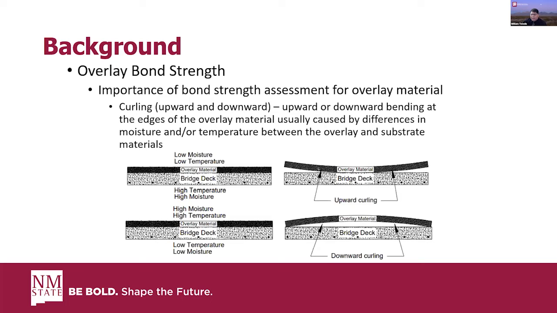And we get this upward curling, which can cause normal tensile stresses at the edges and shear stresses at the midspan. And we get the opposite, downward curling, when we have high moisture and high temperature above the overlay, and low temperature and low moisture below the overlay in the substrate. You get this downward curling, which can cause normal tensile stresses at the midspan and shear stresses at the edges.